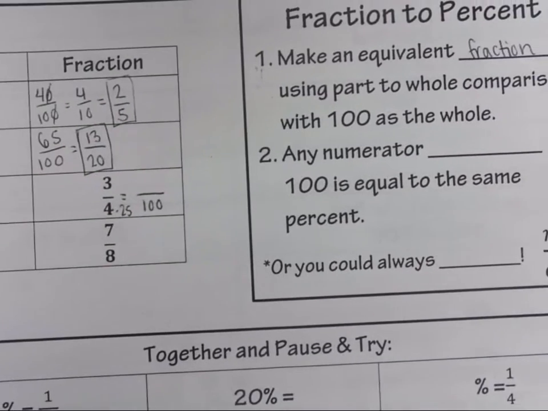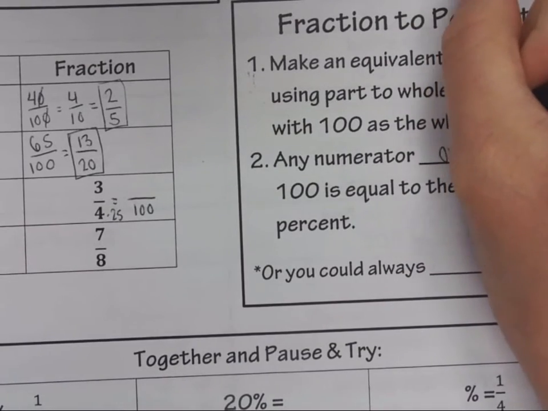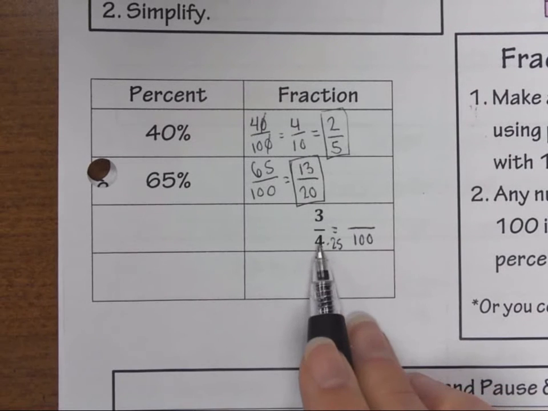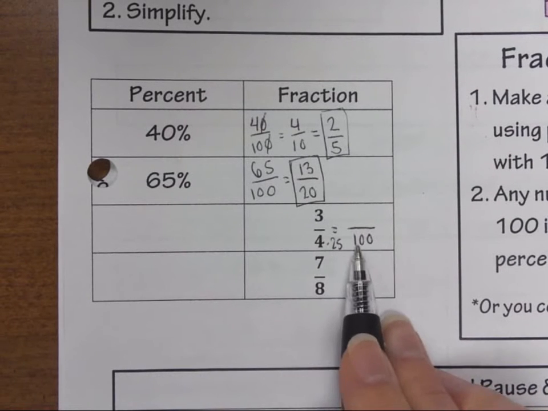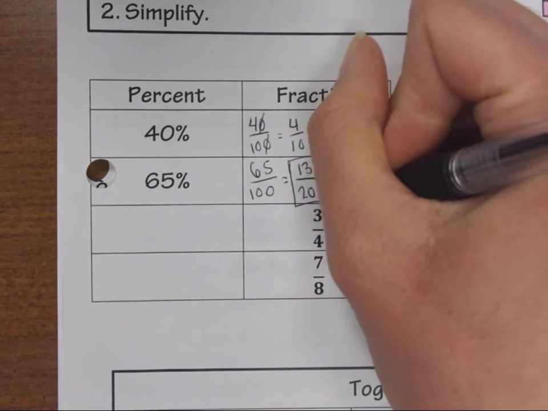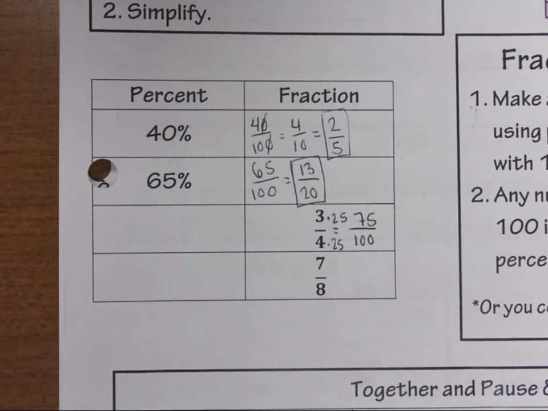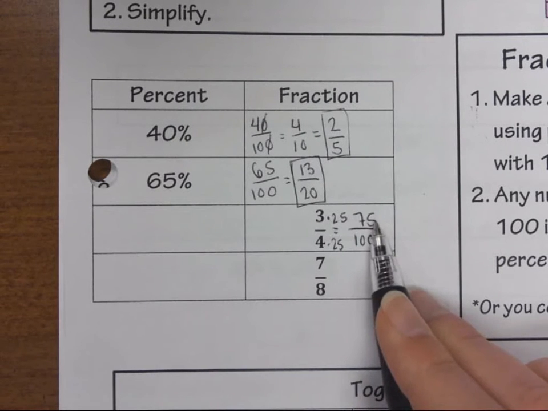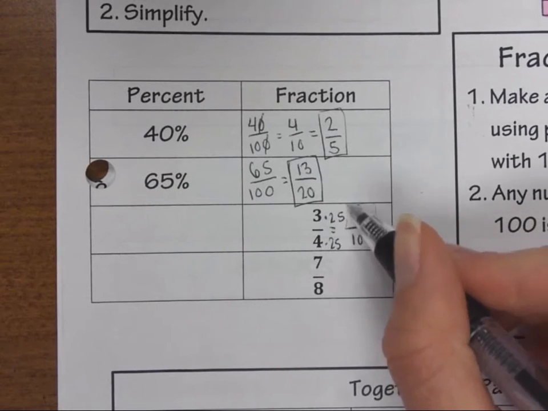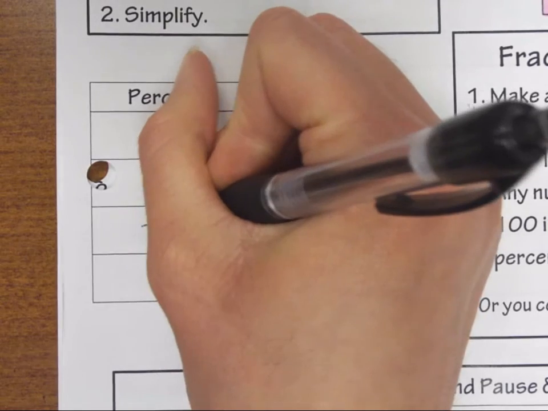Okay, the second step is any numerator over 100 is equal to the percent. Okay, so we're going to talk about that in a second. First, let's finish this one. So since I made the bottom equivalent, I need to make the numerator equivalent. So I'm also going to multiply the top by 25. 3 times 25 is 75. And then step 2 just said that any number, any numerator over 100 is equal to the percent. So that means our 75 right here is our percent. So I'm going to write over here 75%.